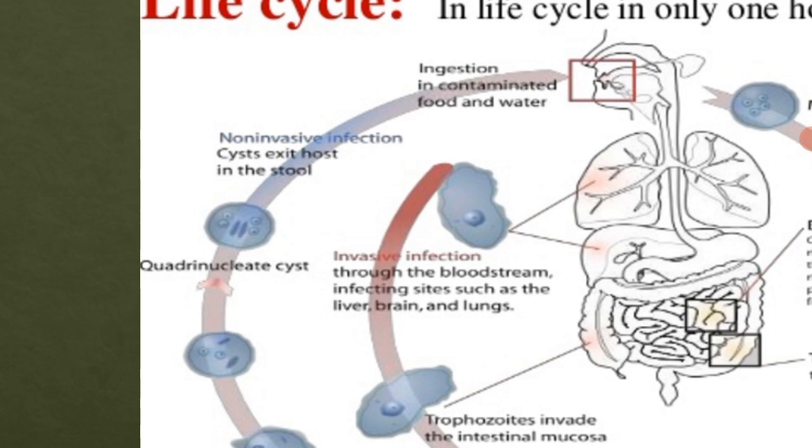Okay, the mature cyst exits the host via the stools, via the diarrhea. It will result in the diarrheal infection. And in the non-invasive infection, the cyst is excluded from the body via the stools, via the feces. All right, and this is the life cycle of Entamoeba histolytica.